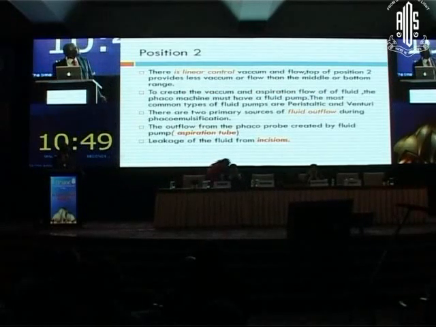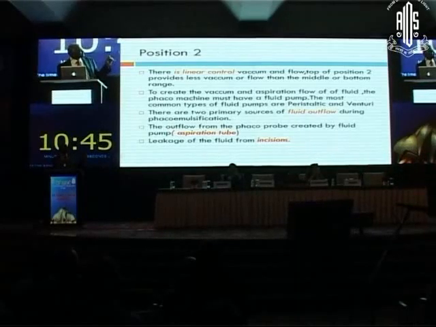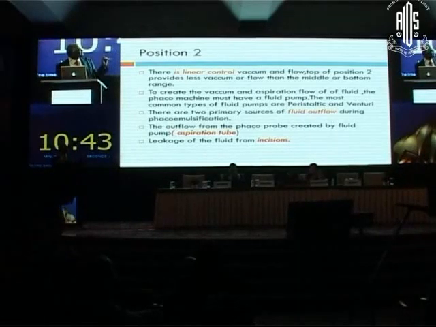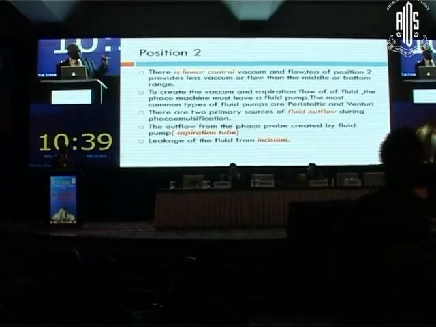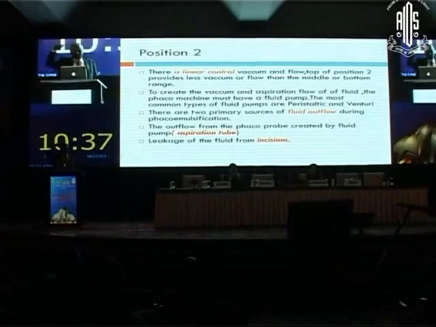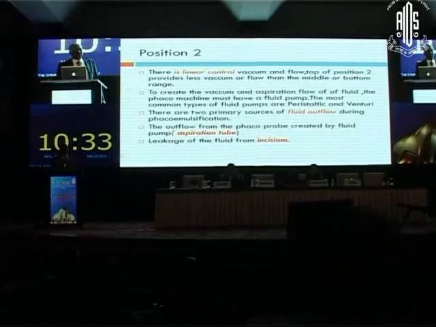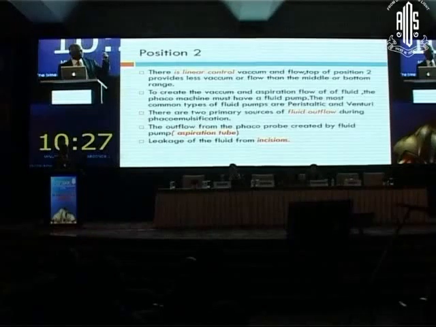Now here there is a linear control of the vacuum, and the flow at the top of position 2 provides less vacuum than the middle or the bottom. It means that the vacuum at the beginning is low, but at the end it is high in the same step, that is, in step 2. So this step gradually goes to step 3, and because of that there is a linear control of the vacuum.